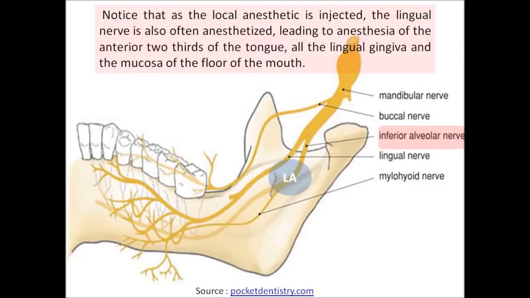Notice that some of the local anesthetic also diffuses to the nearby lingual nerve, so many patients will manifest anesthesia of the anterior 2/3 of the tongue, all the lingual gingiva, and the mucosa of the floor of the mouth. All are supplied by the lingual nerve.